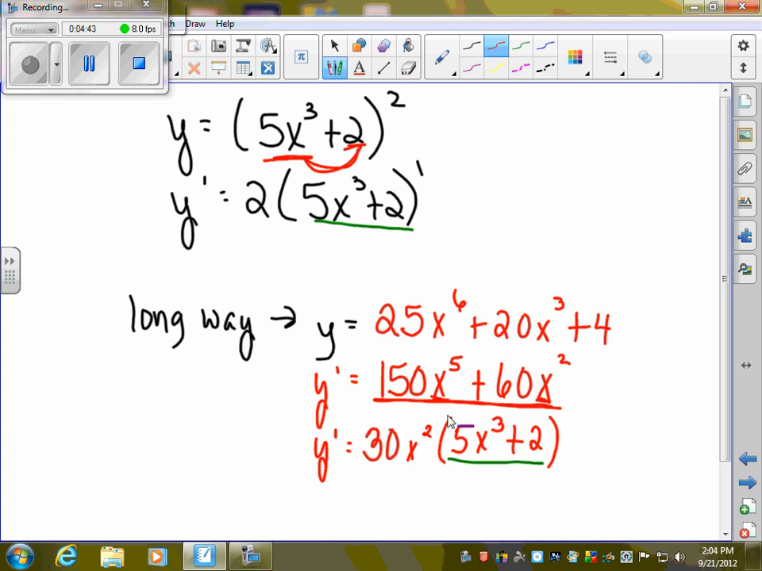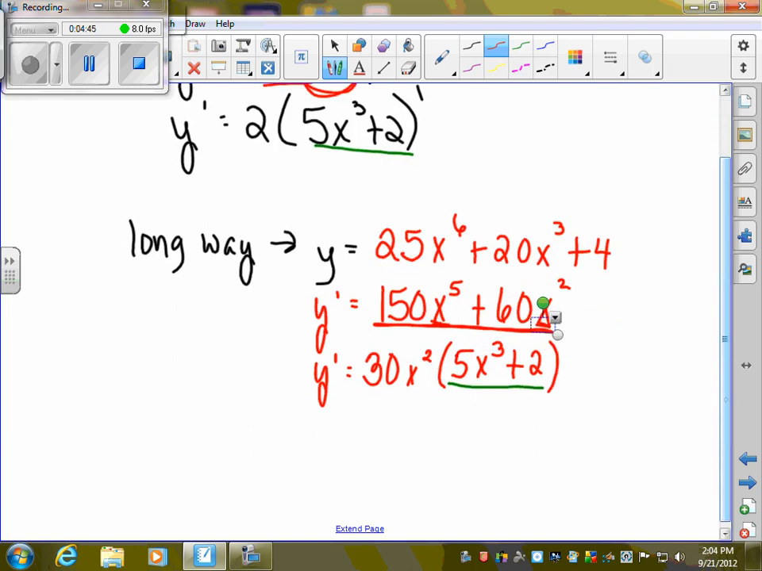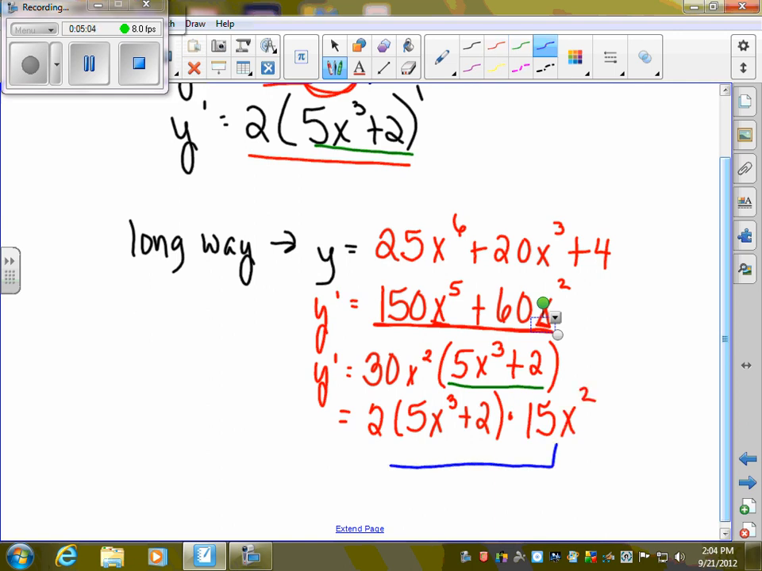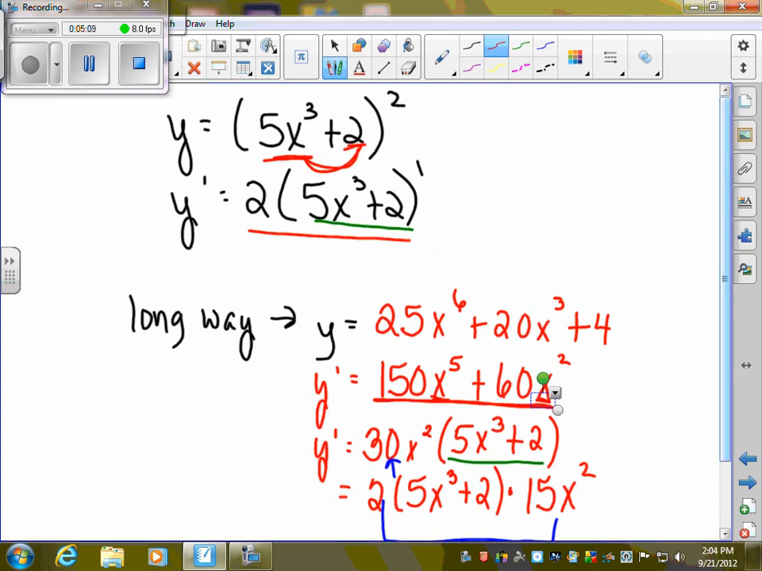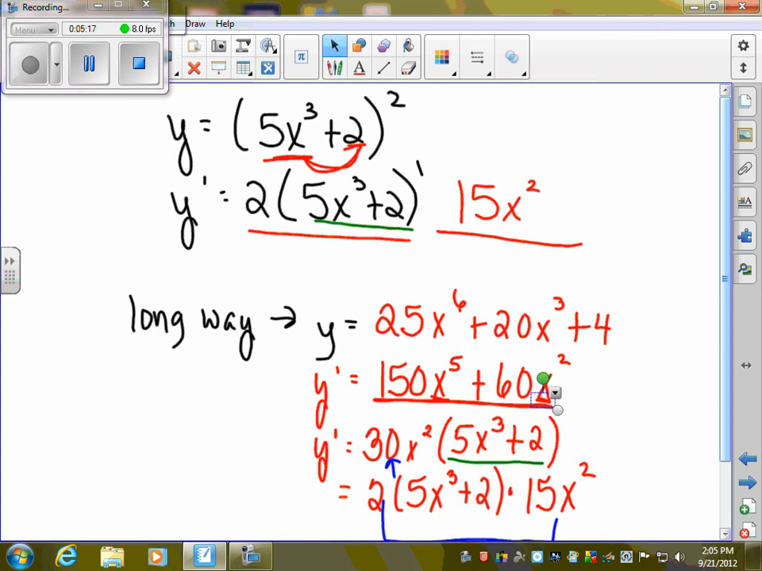Now let's rewrite this, because we would like for this to have a 2 in the front of it, so it follows the same format. So put a 2, (5x cubed plus 2), times, well, then this would have to be 15x squared. Again, if I do 15x squared times 2, I get that 30x squared. So this is the correct answer, except we've got this extra 15x squared we've got to figure out. Well, now, if you'll go back and notice, hopefully you kind of see where that's coming from.